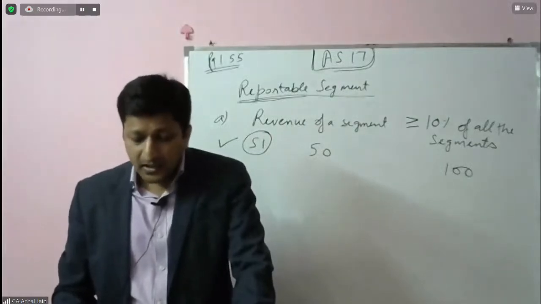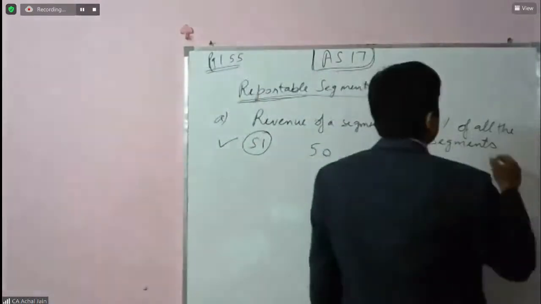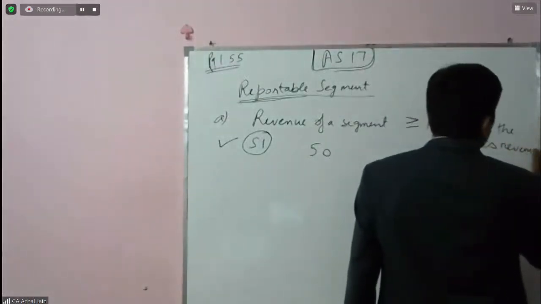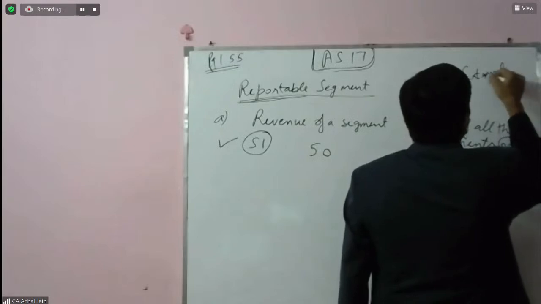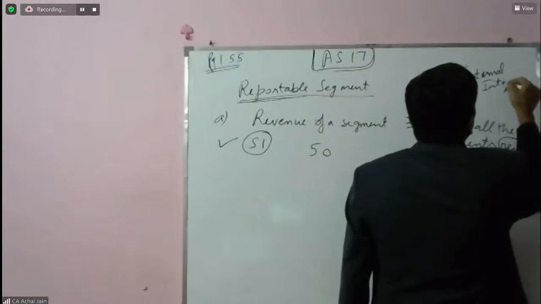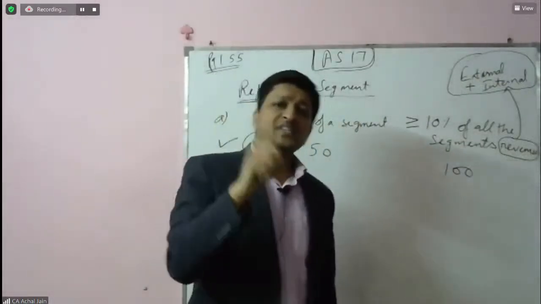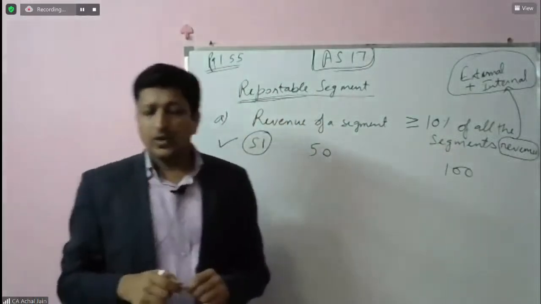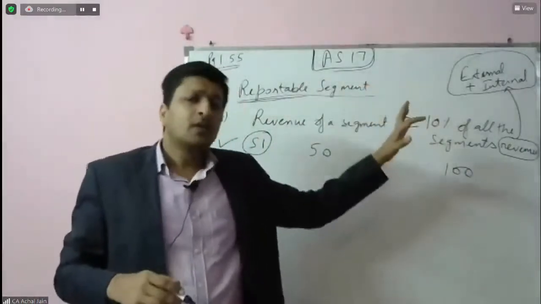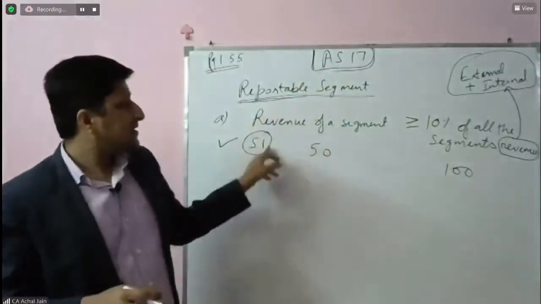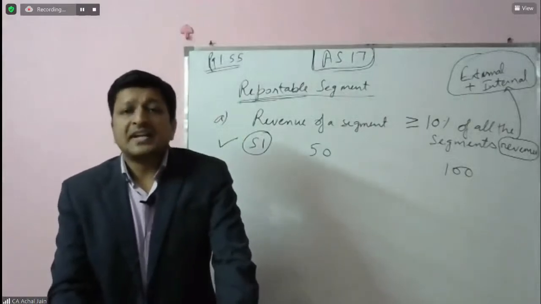External as well as internal, both of them are required to be considered. All the segments' revenue, and this revenue is external plus internal. You may be thinking, but how can we take internal revenue, sir? For the purposes of assessment, for the purposes of determining the reportable segment, you will be required. So I'm not saying you will take this information to the P&L. For the purpose of checking whether a segment will become reportable or not, you will do this. So this is criteria number 1.